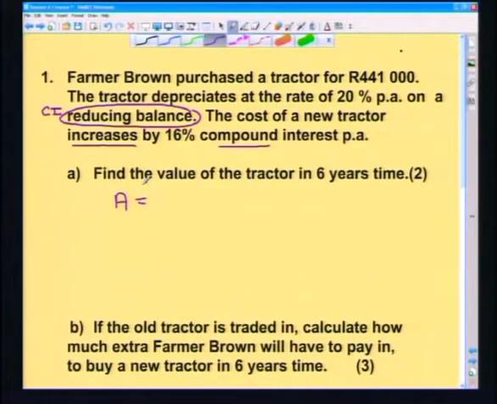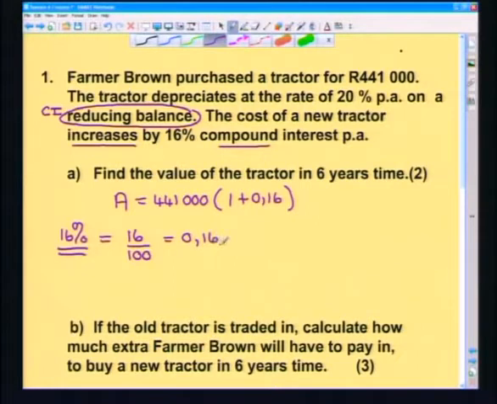So what we're going to do is work out, if you like, the inflation on this tractor. So it's A equals 441,000. Open the brackets, 1 plus i is 0,16. Remember, we talked about this in the revision lesson where we said if we've got 16%, you can key it in like that, but 16% equals 16 over 100, which is the same as saying 0,16. And so we decided it was easier to use it like that, although there's nothing wrong with using the percentage instead. Right, and then they want to know for 6 years, so we're going to put the 6 years over there.